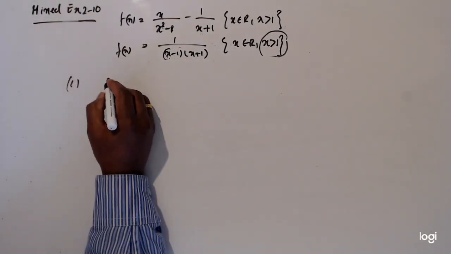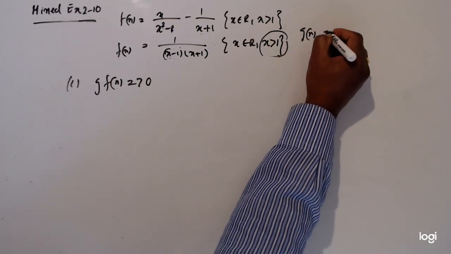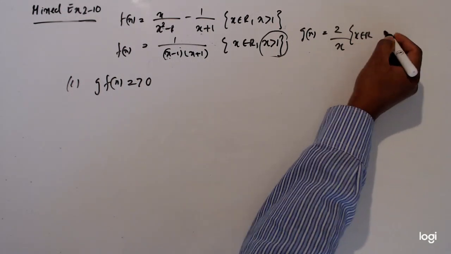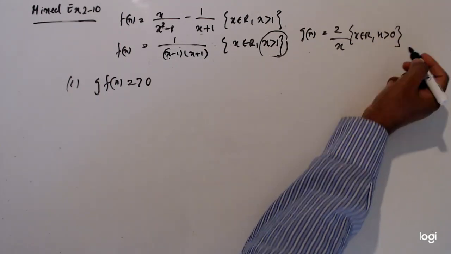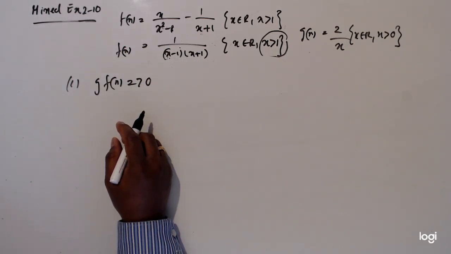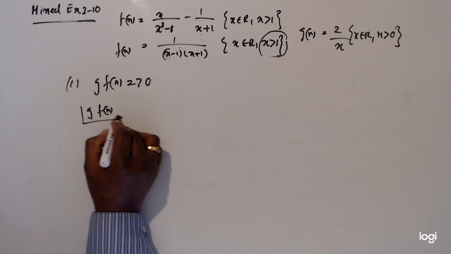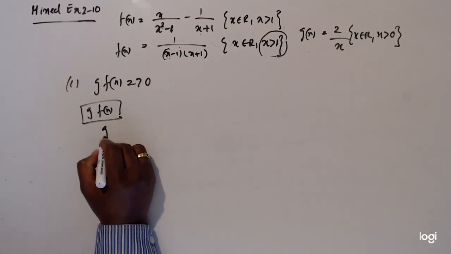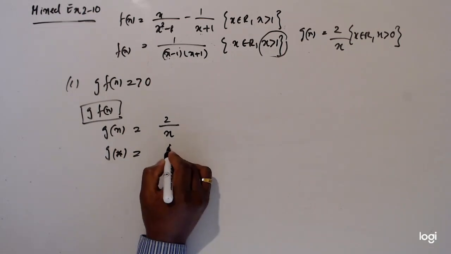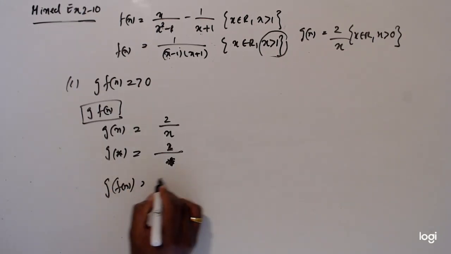Part C, we want to discuss g(f(x)), where g(x) is given as 2 over x, for real number x greater than 0. First of all, we'll find g(f(x)). What is g(f(x))? So first of all, write what is g(x). g(x) is 2 over x. g of star is 2 over star. g(f(x)) is 2 over f(x).